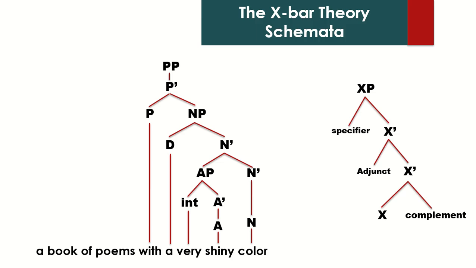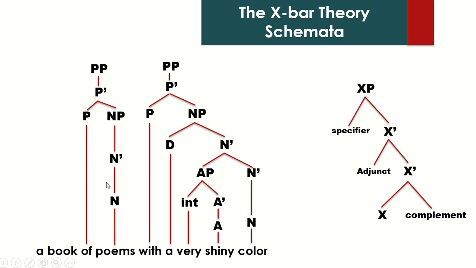Poems is an NP with just one word. Even if you have just the head, you need to present the three levels. So N, N bar, and NP. With the preposition, we have P and NP resulting in P bar, then PP. We said of poems is a complement of book. Rule of complement, sister to X. So just N. We project N. Sister to X, daughter of X bar. So here, daughter of N bar.